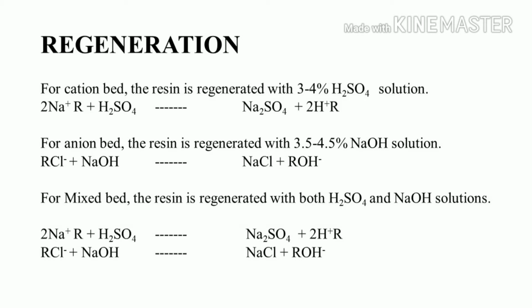Regeneration. For cation bed, the resin is regenerated with 3 to 4% H2SO4 solution. 2 NaR plus H2SO4 gives Na2SO4 plus 2HR. For anion bed, the resin is regenerated with 3.5 to 4.5% NaOH solution. RCl plus NaOH gives NaCl plus ROH. For mixed bed, both of them are combined to obtain the regeneration.